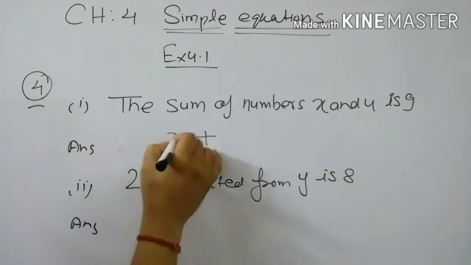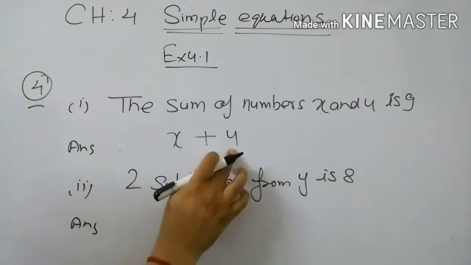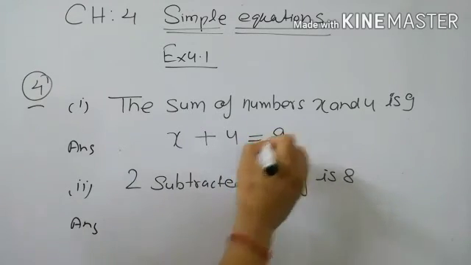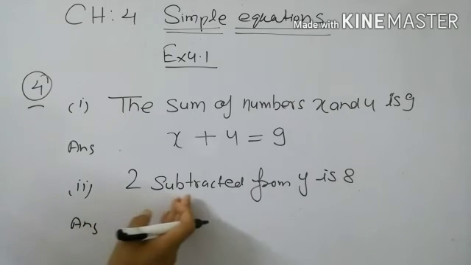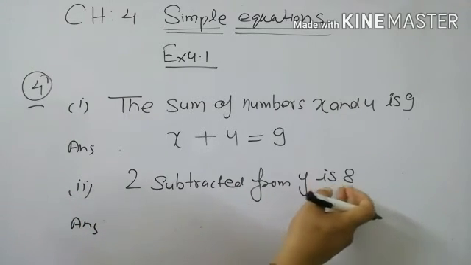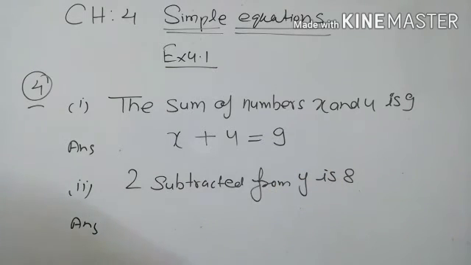Whose sum? x and 4. So the sum of x and 4 is 9, so equal to 9. So x plus 4 equals 9 is the equation for this statement. Now find the equation for the second statement. The statement is: 2 subtracted from y is 8. So we have to subtract 2 from y. So y minus 2 is 8, equal to 8. Is 8 means equal to 8.